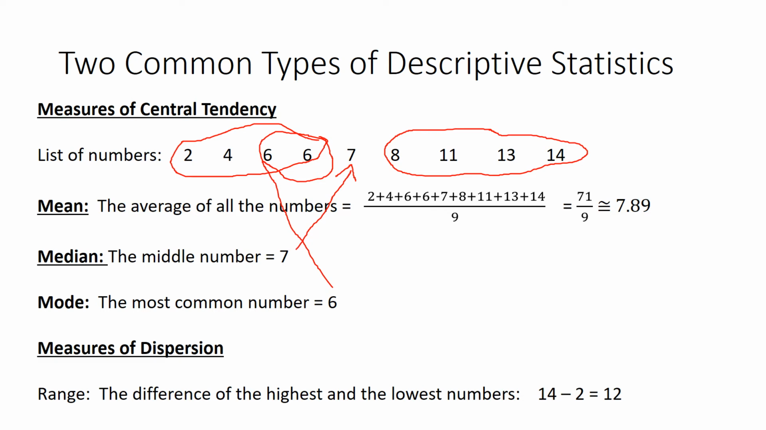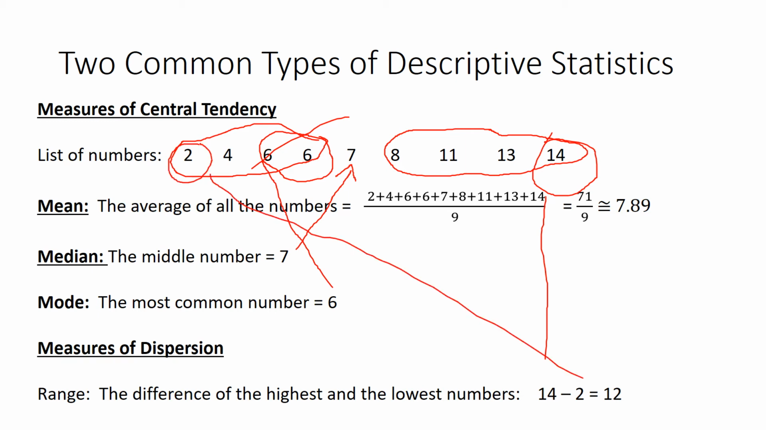And then measures of dispersion: to disperse, the spread, the variation. Range is one of the best examples here. And what is the range? It's the difference from the highest to the lowest. My highest being 14 here, and my lowest being 2 here. And I find the difference. 14 minus 2 is 12. So my range is 12.